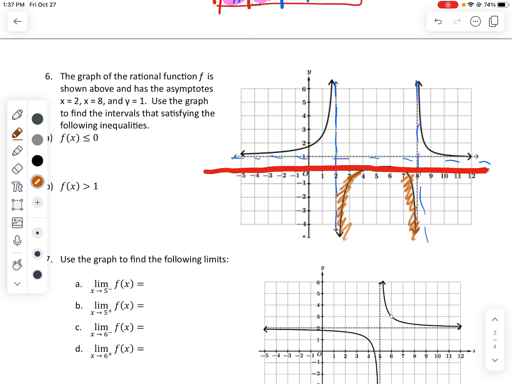So how do I describe that? We describe with our x values. So from x equals 2 to 4. And it can equal 0, so I'm going to put a bracket. And then it starts up again at 7 to 8.